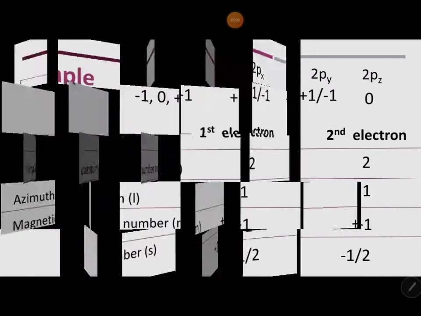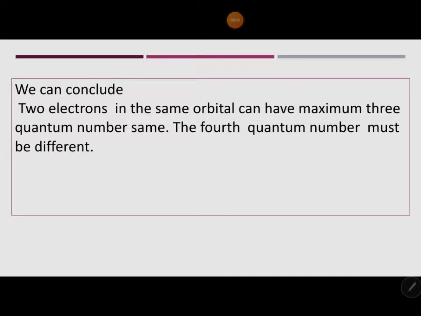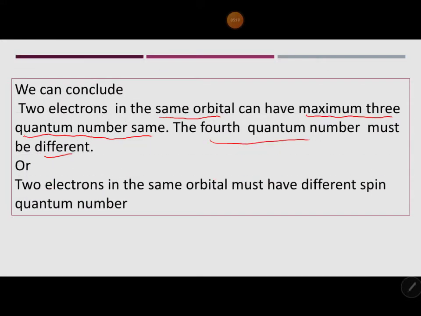Now we can conclude that two electrons in the same orbital can have maximum three quantum numbers same. The fourth quantum number must be different, or two electrons in the same orbital must have different spin quantum number.